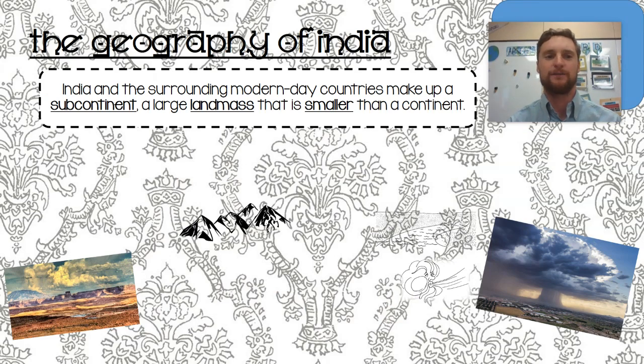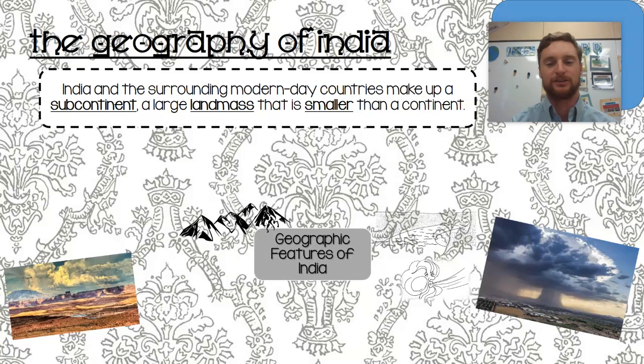So the geography of India. India and the surrounding modern-day countries make up, like I said, a subcontinent. Now, what's a subcontinent? That's a large landmass that is smaller than a continent. So it's really big, but it's not as big as a continent would be. So let's take a look at some geographic features of India.